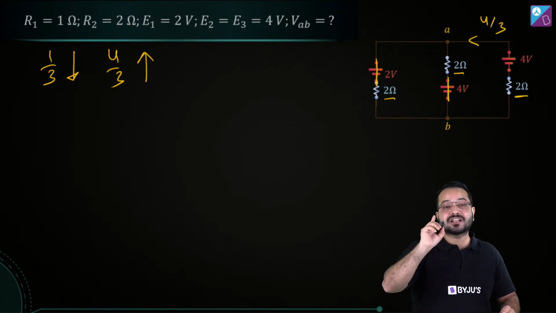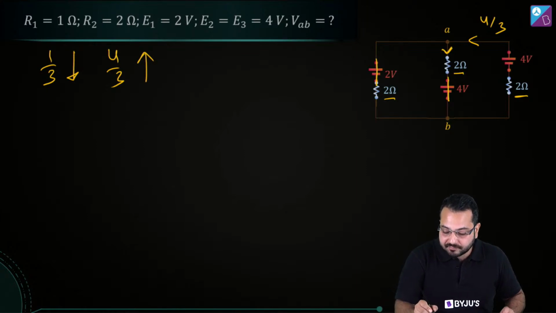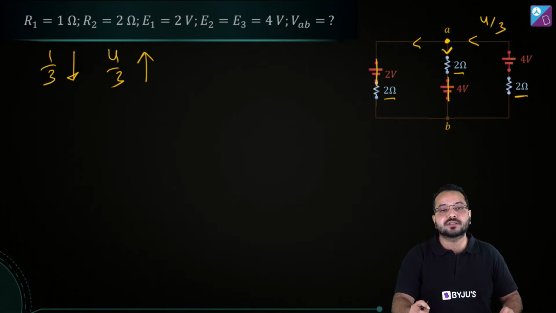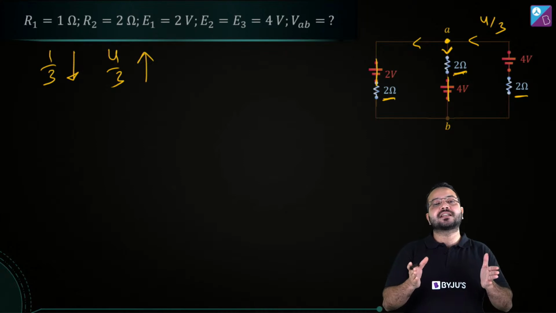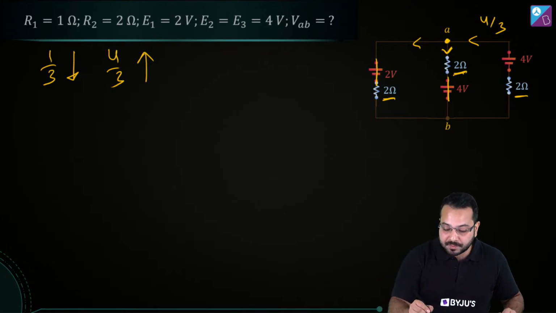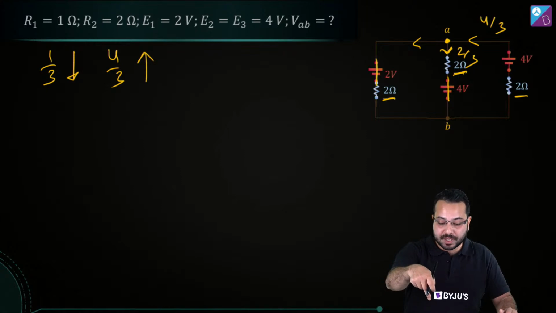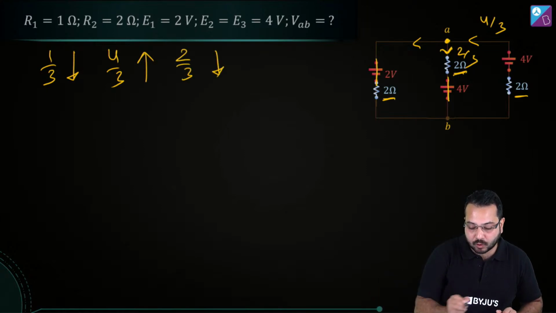Okay, but that is not the current we are looking for. We are looking for this current. Now when the current has reached over here, it is getting divided into 2 branches. So this has 2 ohm, this has 2 ohm. Both the resistances are equal, which means the current is going to get divided equally. So what will be the current in this branch? The current in this branch is going to be 2 by 3 ampere. And what is the direction? The direction is going to be downwards. So this is going to be 2 by 3 downwards.